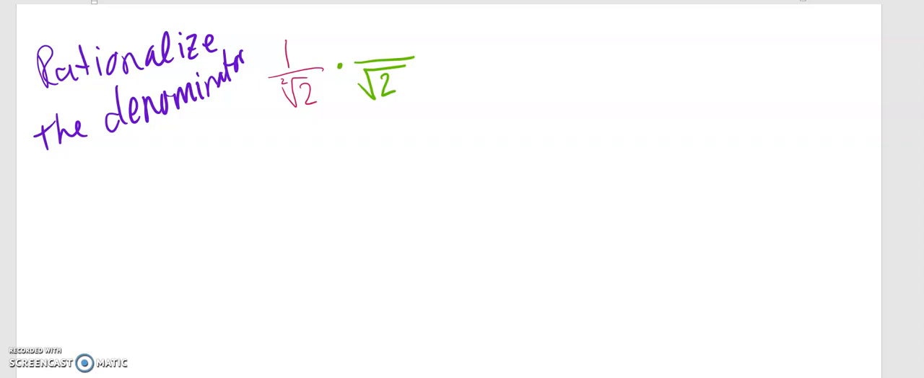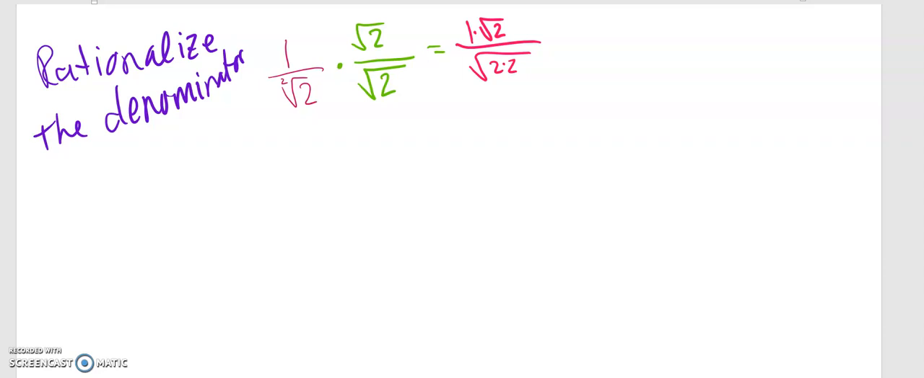Now, if I do that to the denominator, I must also do that to the numerator. Okay, it has to be equivalent to 1. Square root of 2 divided by square root of 2 is still 1. Okay, now let's do some multiplication here. 1 times the square root of 2 is 1 times the square root of 2. These two values get multiplied together as well, so we've got 2 times 2.